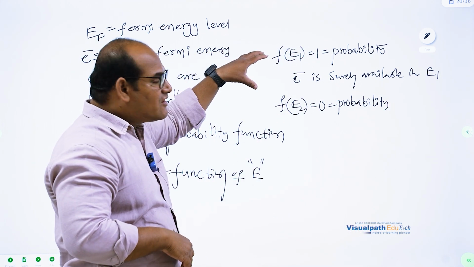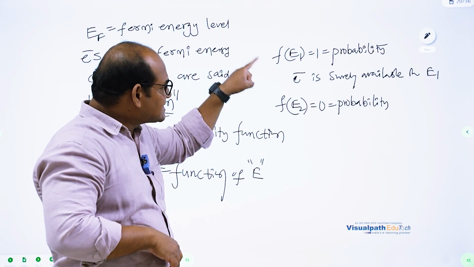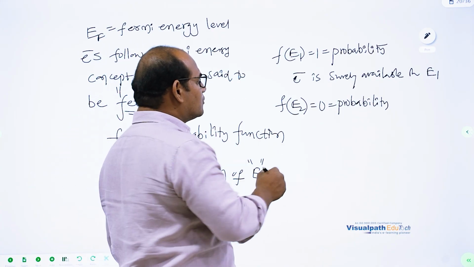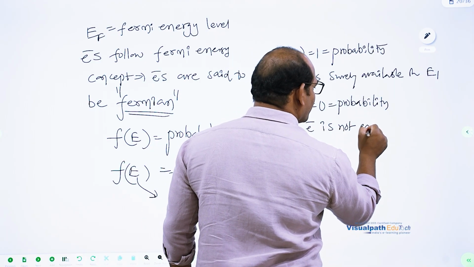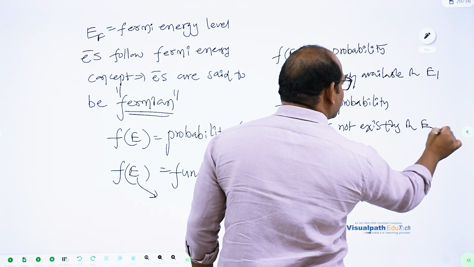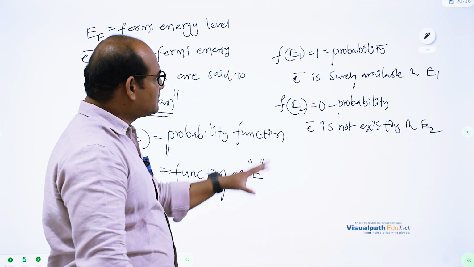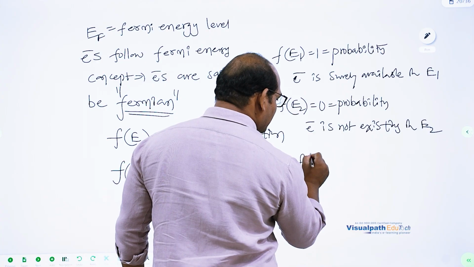This f of E is giving the probability of availability of the electron, because here for the second energy level you got the probability is 0, so we can tell the electron is not existing in the energy level E2. This is what we are able to tell. But what about the exact expression? I did not give the exact expression till now.